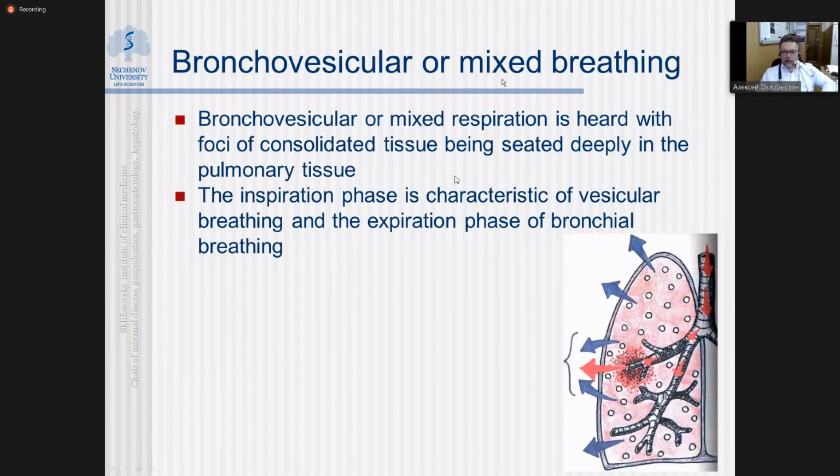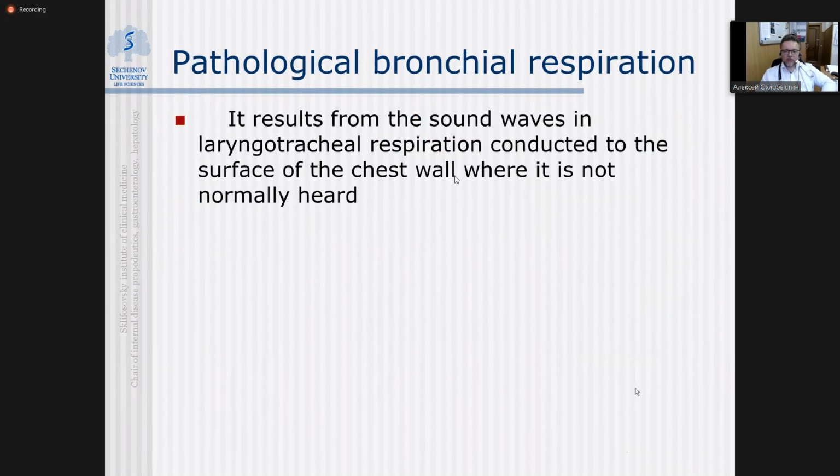Bronchovesicular breathing, once again, is not an independent type of breathing. It's a mixture. It means that there is some admixture of the bronchial breathing mixed to normal vesicular breathing, and therefore the patient typically has some kind of mild consolidation changes around bronchi. Most commonly, it will be seen in patients with focal pneumonia, maybe early stage of cancer, or some focal fibrotic changes.